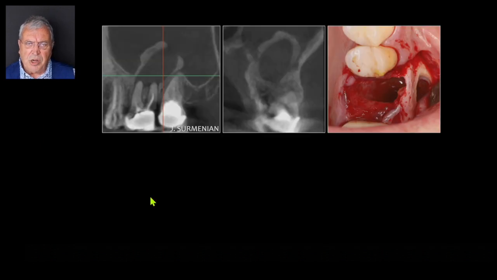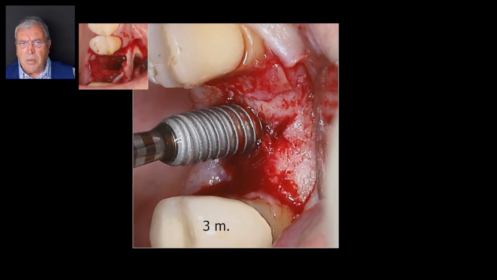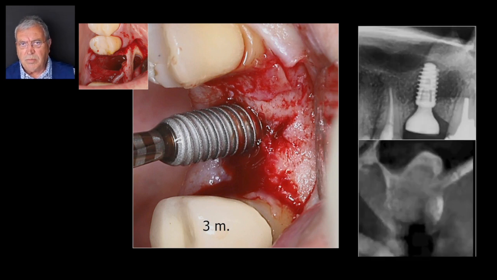When we have infection in the site in the posterior, of course we will not put any bone graft. We will use only PRF, and we will use the open wound technique. Then 3 months later, we can place the implants because we fill the whole site with bone.